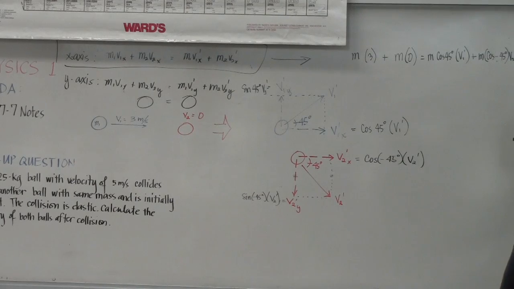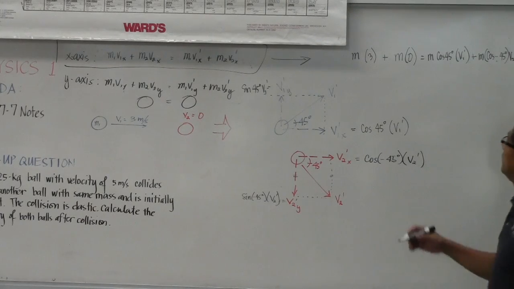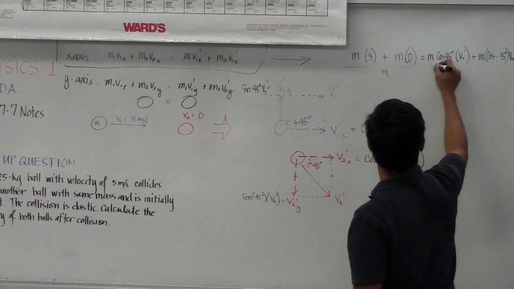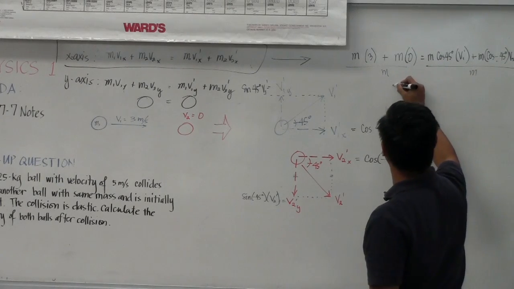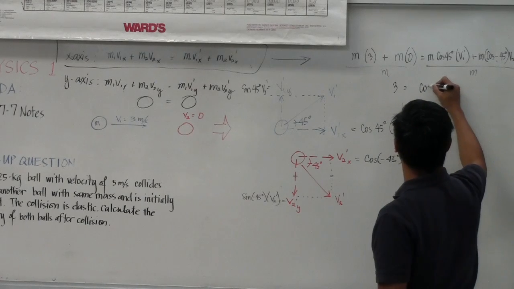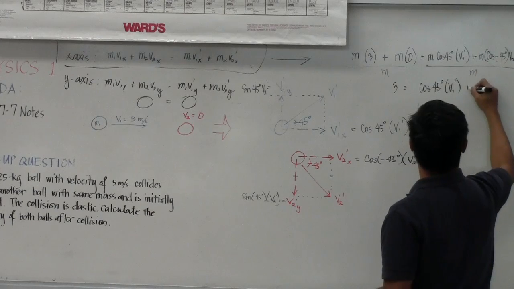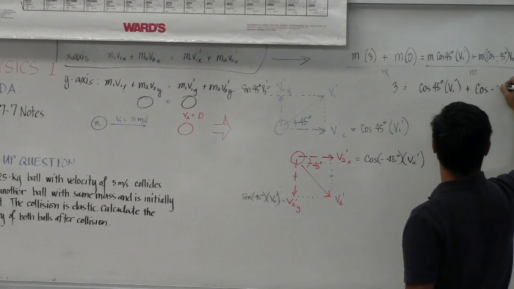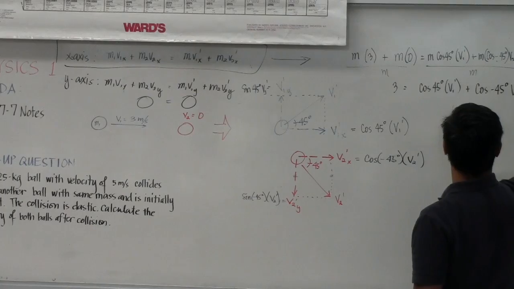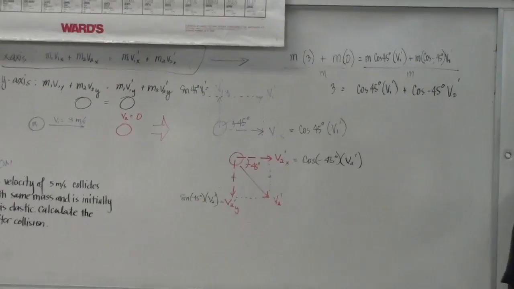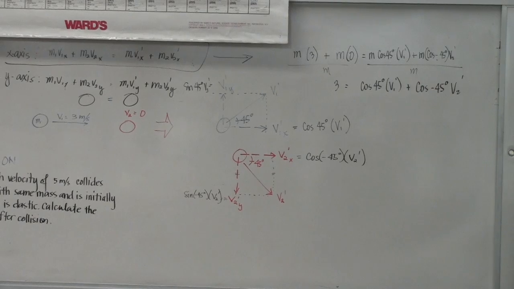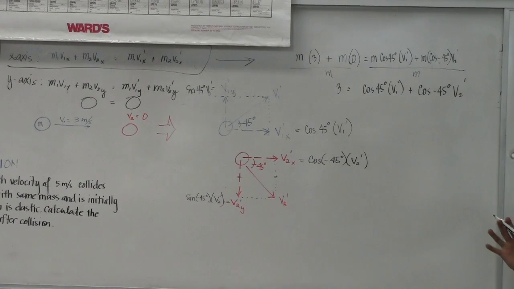Now, if you notice, they all have m's. And since we're looking for the V prime, we can cancel out all the m's. So it will just be 3 is equal to cosine 45 degrees times V1 prime plus cosine negative 45 degrees V2 prime. How many unknowns do we have here? 2 unknowns, so we can't solve it yet. But don't worry, we'll get there eventually.